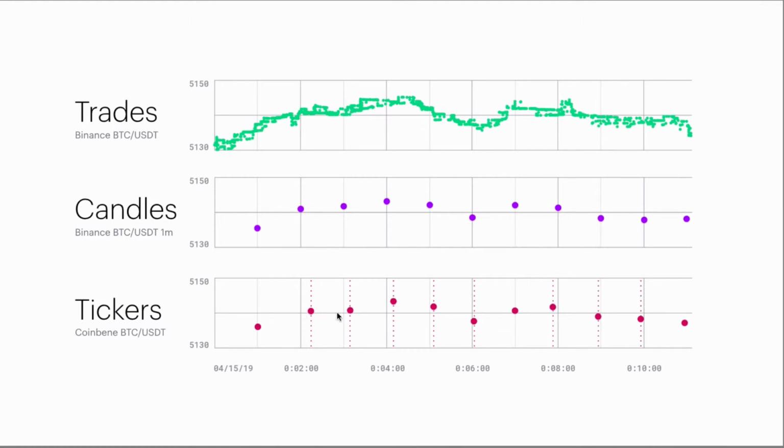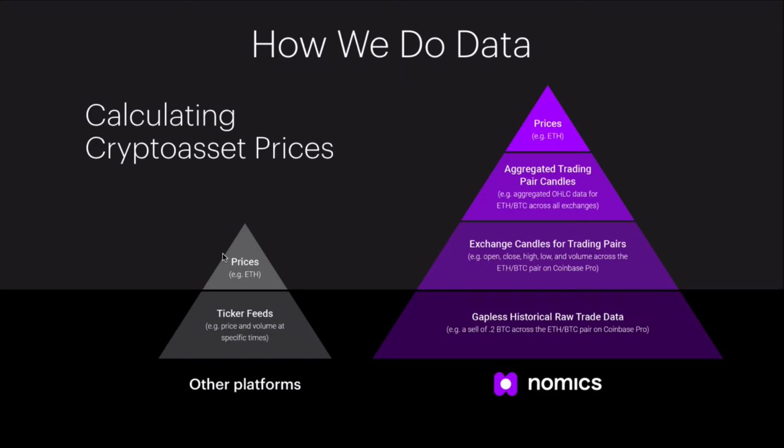And then you have tickers, which a lot of our competitors are gathering. They're gathering ticker data rather than candles or trades. And ticker data is pretty bad. You essentially get tickers whenever they're computed. You don't necessarily get them at specific times. If you want to find out what an asset was priced at the end of a given time period, you can't do that with tickers. There's just a lot of problems.